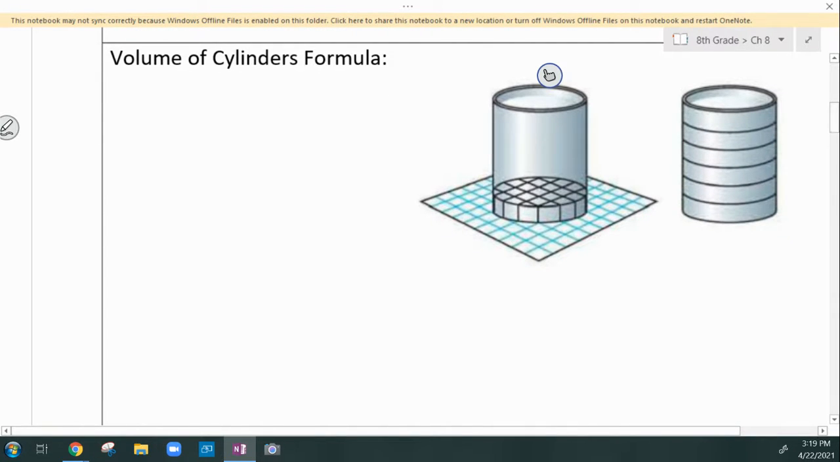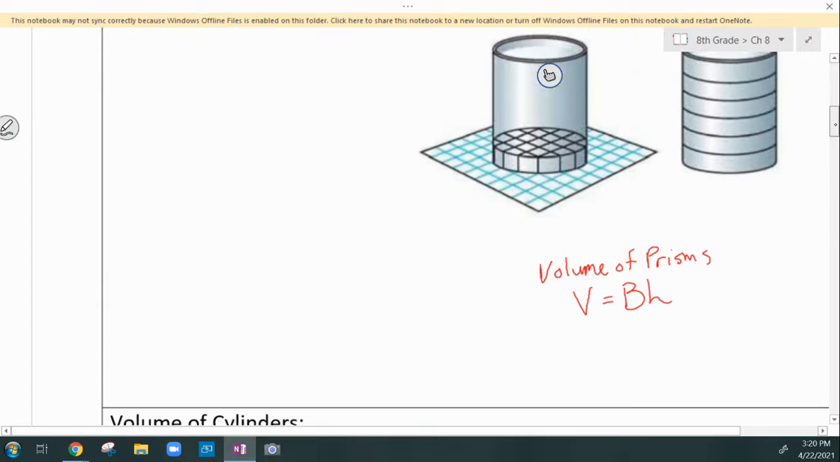All right, you're back. Hopefully you copied those and you understand them a bit. Volume of cylinders formula. This is very similar to the idea of a prism. All right, so volume of prisms. Last year you learned that that was volume equals the area of the base times the height. That's what you learned last year.